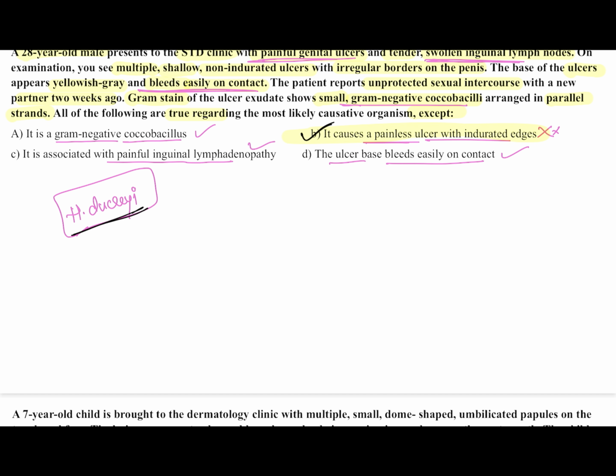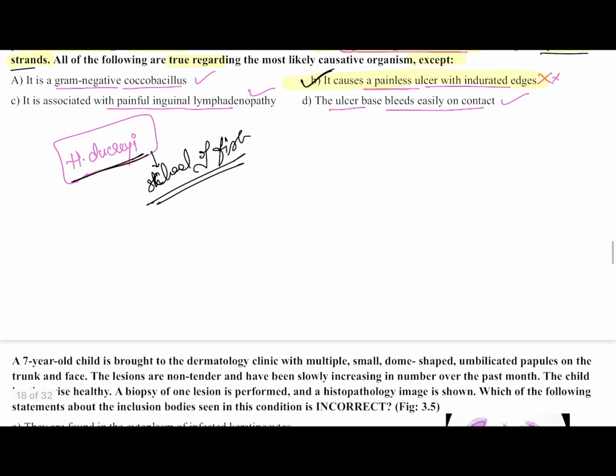So this is Haemophilus ducreyi, and the parallel strands are called the school of fish appearance. Okay? So this is one question from STDs. Every year one or two questions from STDs are coming. So this is also a sexually transmitted disease.